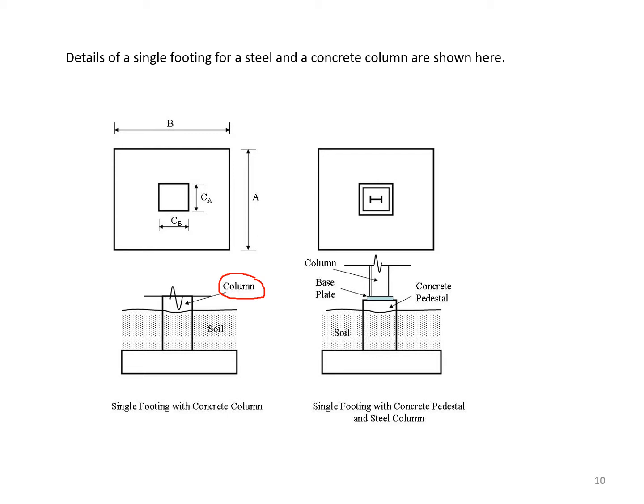The one to the right, the column is a steel, and you notice that the concrete pedestal is used. The reason for that is that we don't want the steel to come in contact with soil, otherwise it would corrode.